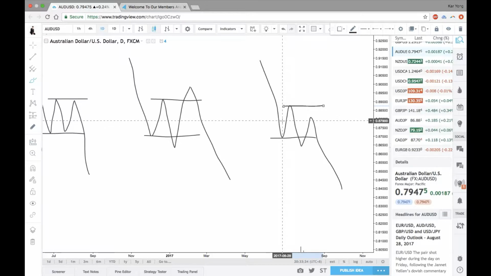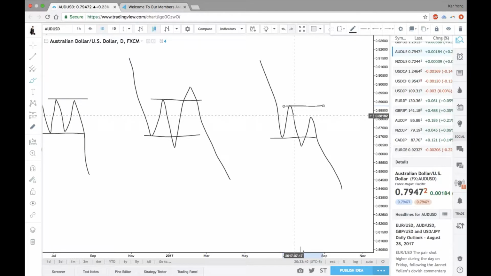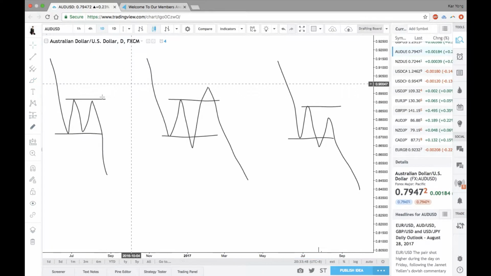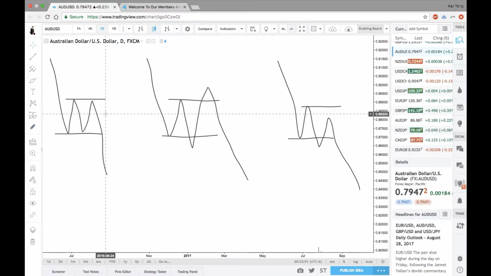Does a running flat occur in the currency market? Yes, also. But most of the time you see running flat more often in your stock market. In FX you actually see a lot of expanded flat as well. But regular, you seldom see it in today's context anymore.